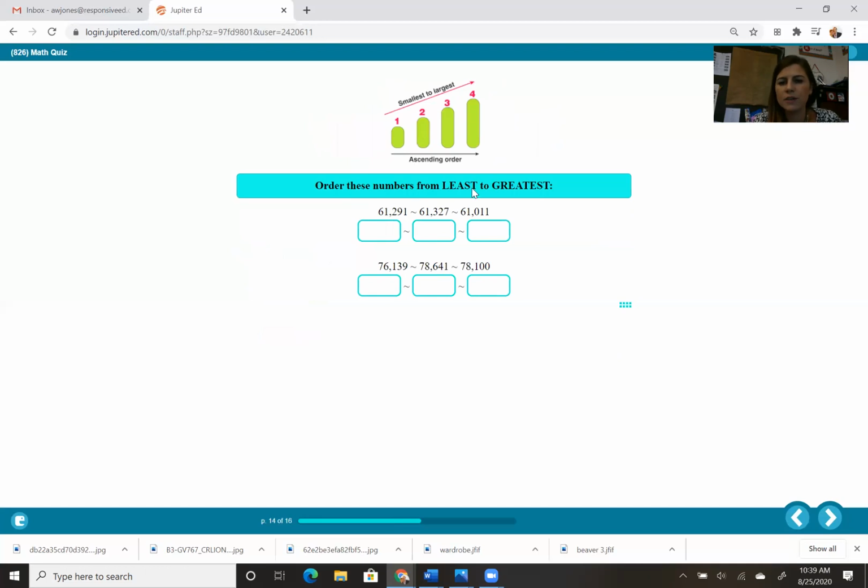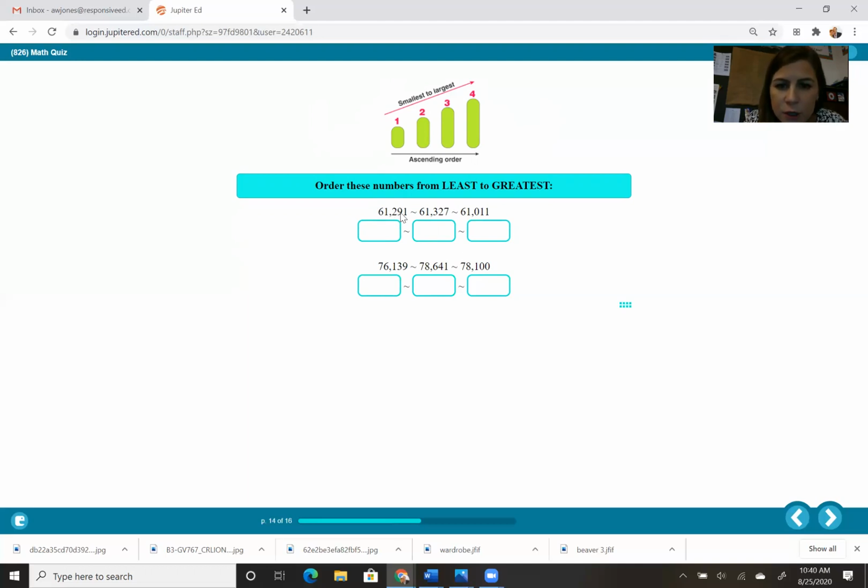All right, order these numbers from least to greatest. If you notice in these 3 numbers right here, they all have a number 6 in the greatest place value, the 10,000s place value. They also all have a digit 1 in the thousands place. So the 10,000s place and the thousands place tells us nothing as to which number is bigger. We have to move into the hundreds place value to figure out which number is bigger or smaller.